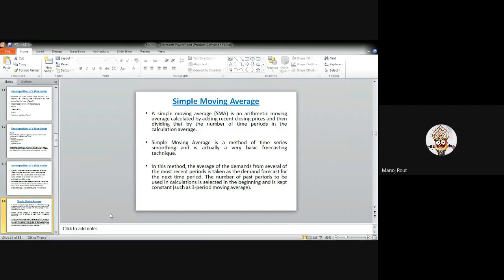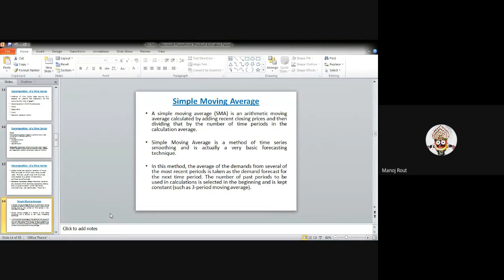Clear? The next point is, in this method, the average of demand from several of the most recent periods is taken as the demand forecast for the next time period. Suppose I am asking to forecast the 12th month, that means you have to choose the 11th, 10th and 9th month. That is the concept. That is why it is written that the most recent periods are taken as the demand forecast for the next time period. The number of past periods to be used in the calculation is selected in the beginning and kept constant, such as a 3 period moving average. Clear?